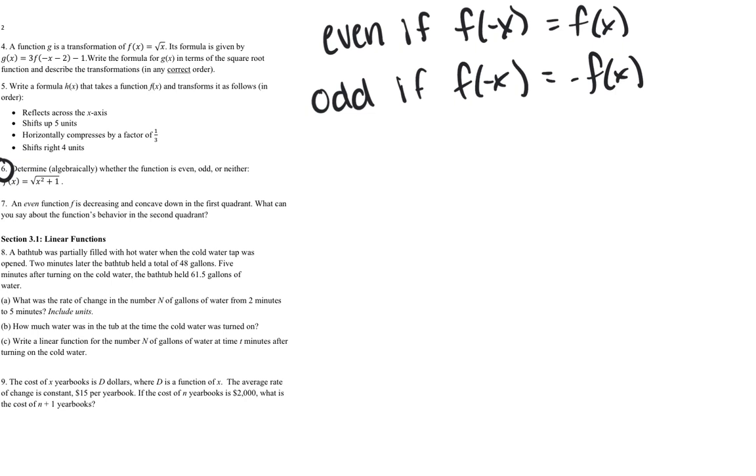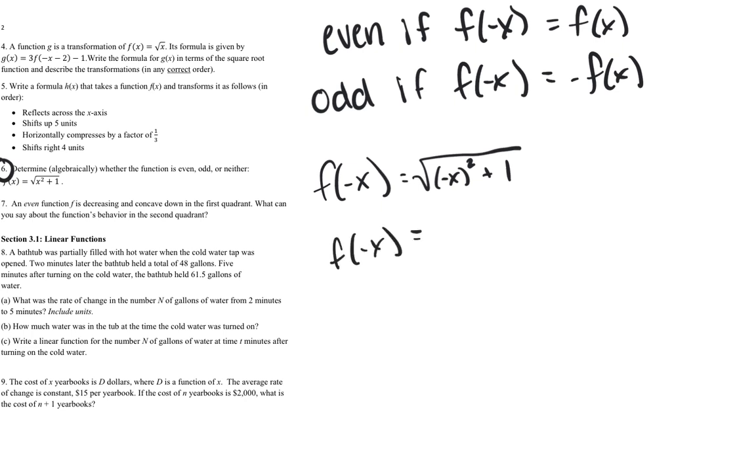So step 1 is let's plug in negative x into our function. So we have f of negative x equals the square root of negative x squared plus 1. If we simplify this down, we get the square root of x squared plus 1, because negative x squared is still x squared. So f of negative x is equal to the square root of x squared plus 1, which happens to be our original function f of x. So this function is even.